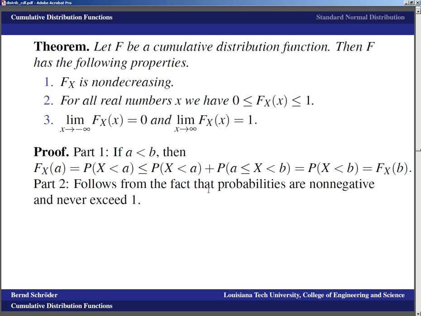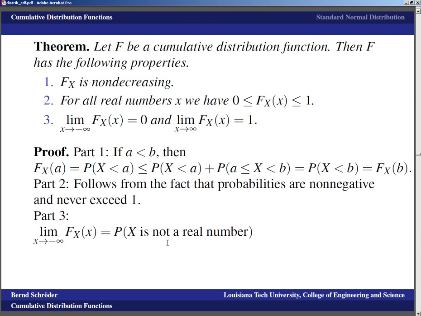For part 2, well, part 2 follows from the fact that probabilities are non-negative and never exceed 1, right? These numbers here are probabilities, and therefore they have to be between 0 and 1. Finally, if we're looking at the limit of the cumulative distribution function, that's quite a mouthful for me, so I'm trying to slow my pronunciation down, of F of x, well, that is the probability that your outcome is not a real number, and basically we are measuring the probability that a process that returns real numbers returns a real number in a certain range.